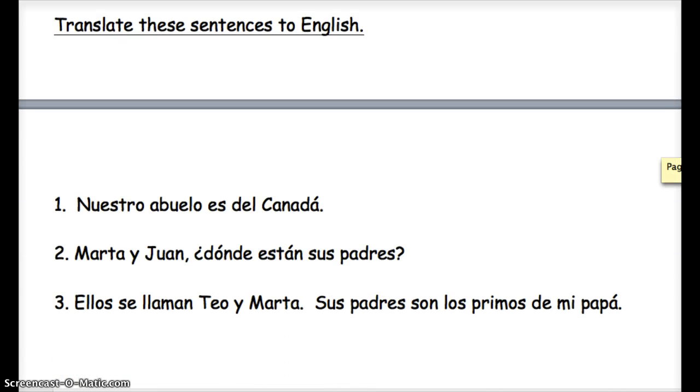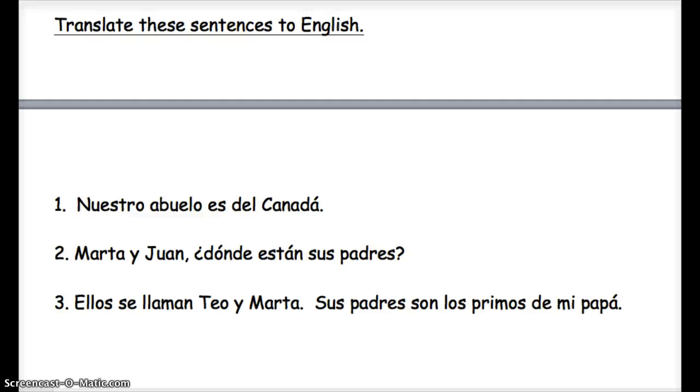So here's some context practice, chicos, for figuring out some of these more confusing ones. Nuestro abuelo es del Canadá. In English, our grandpa is from Canada. Literally, they say, is from the Canada. Two, you're talking to Marta and Juan. Marta y Juan, ¿dónde están sus padres? Marta and Juan, where are your parents? You're speaking to more than one person, so your. That would be the most logical translation for that example.